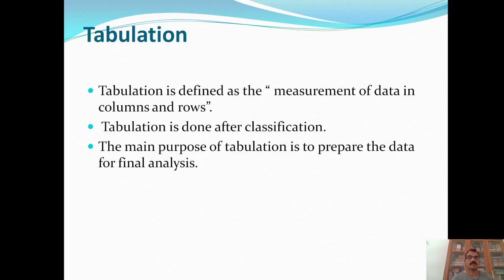Good morning. Next topic is tabulation. Tabulation is defined as the arrangement of data in columns and rows. Tabulation is done after classification. The main purpose of tabulation is to prepare the data for final analysis, to help the analysis after collection and classification of data.